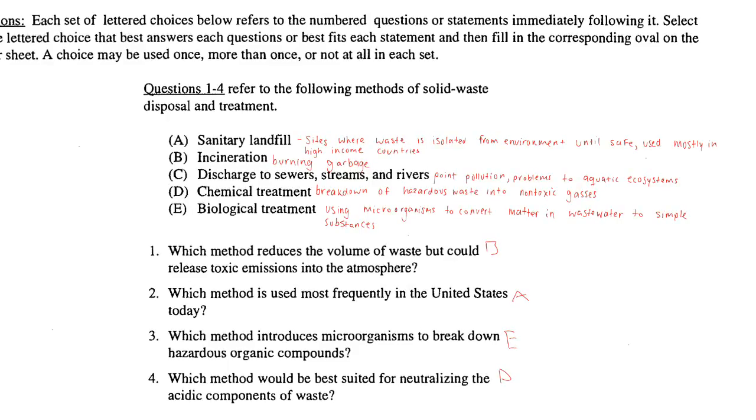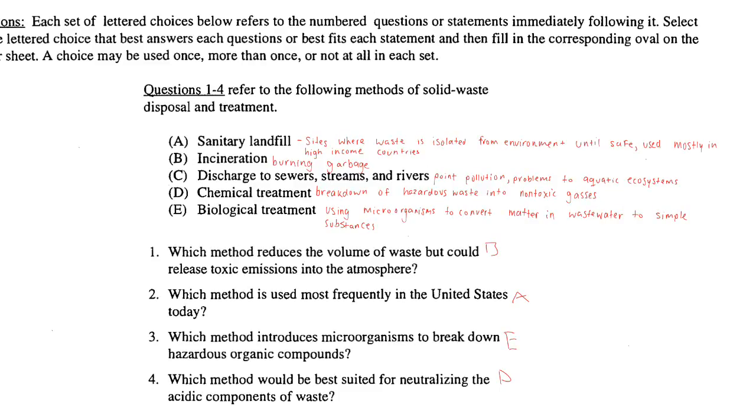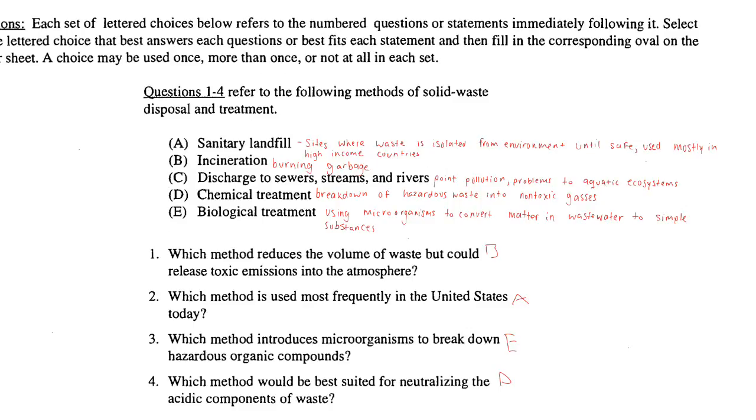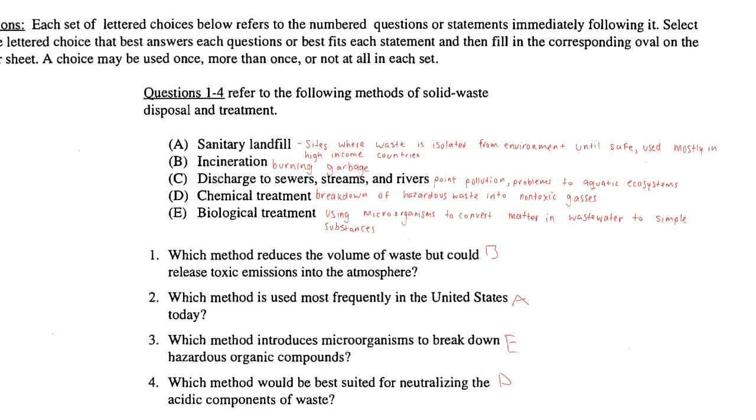For question number 1, which method reduces the volume of waste but could release toxic emissions into the atmosphere? The answer is B, incineration. Question number 2, which method is used most frequently in the United States today? It would be A, sanitary landfills.